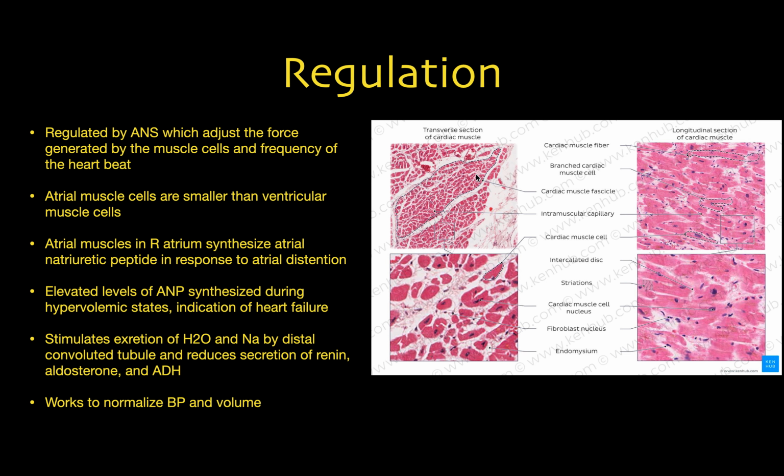So here are the cardiac muscle fascicles. Here is the capillary. Here's the cardiac muscle cell. The intercalated discs, as you can barely see, but there's the nucleus, endomysium.